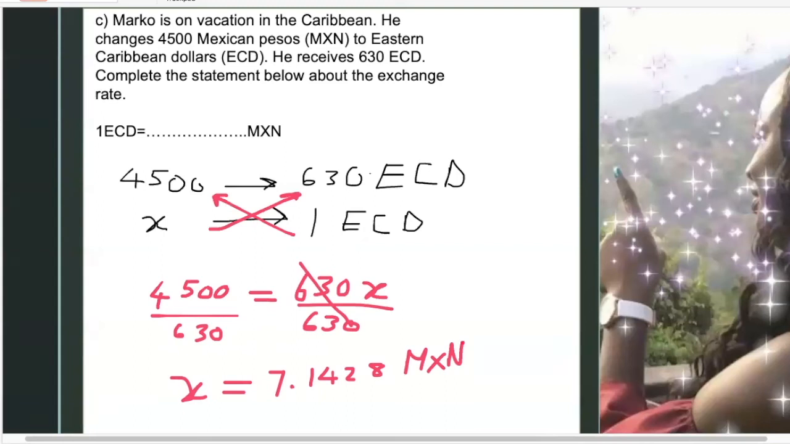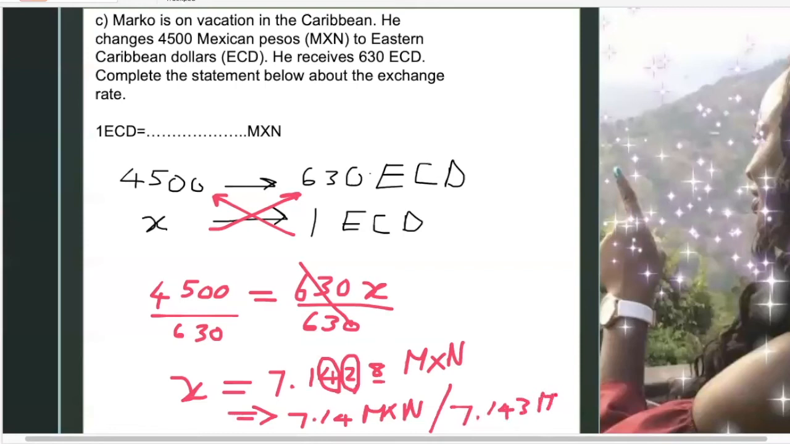Now, if they wanted 2 decimal places or 3 decimal places, we could go ahead and do that. So if we want it to 2 decimal places, this is a 4, so we'll have 7.14 Mexican pesos. If they want it to 3 decimal places, then we'd have to look at the 2, and behind the 2 is an 8, so therefore it'd be 7.143 Mexican pesos.